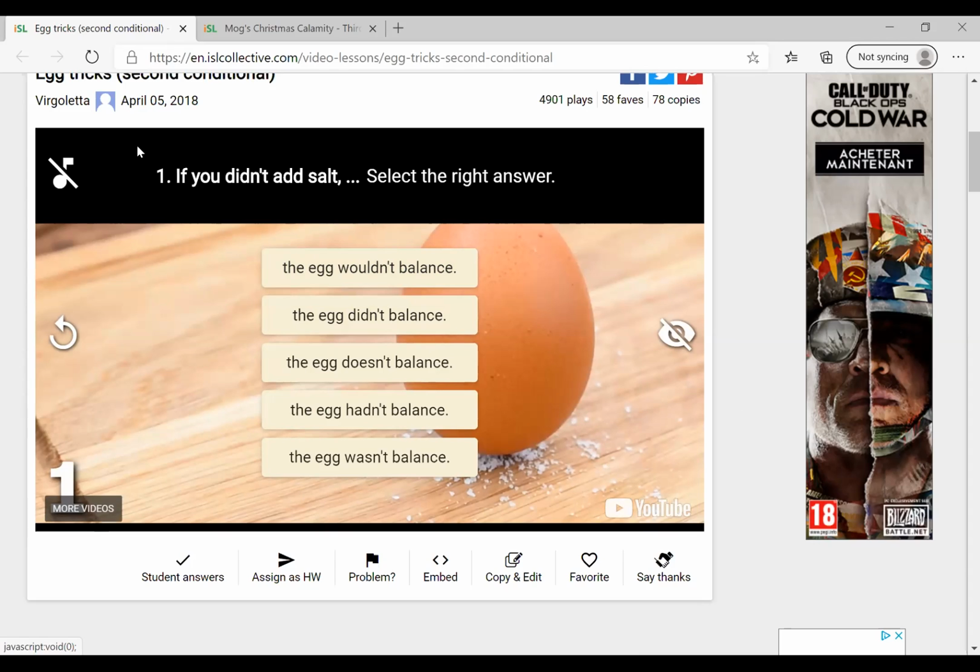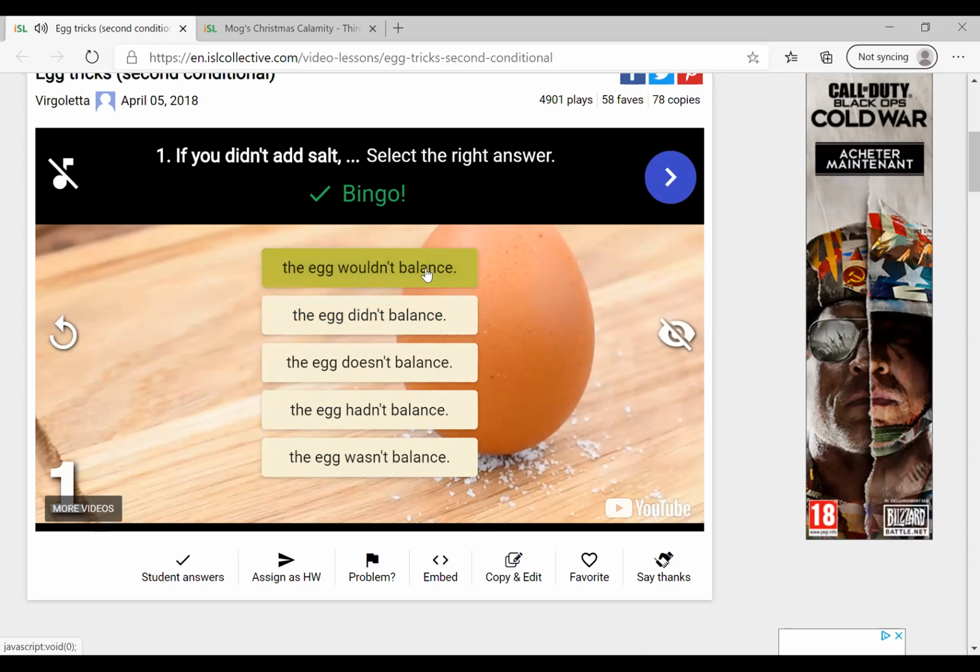The egg. You have an example? Yes, if you didn't add salt. Okay, I didn't hear that you said it. Okay, if you didn't add salt. So here, past after if. So the main clause definitely would. The egg wouldn't balance. Absolutely. After if, past. It was new for me when I watched the video. I didn't know. If you didn't add salt, the egg wouldn't balance. So main clause would plus verb.